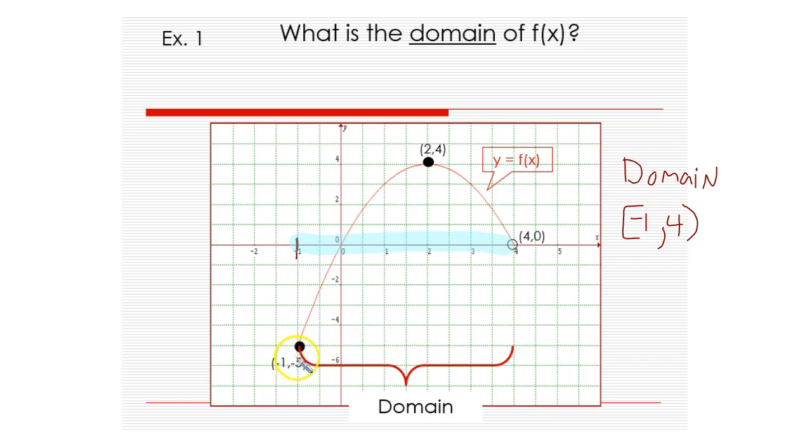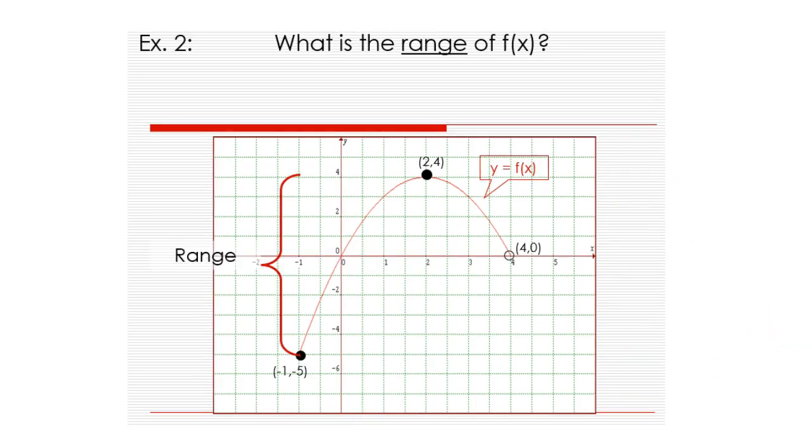Notice that we don't care about the y values. We're just looking at the domain. We only want to know about the x-axis. Where is this function? What x values are available to it? Well, -1 is available to it. All of these between -1 and 4 are on the function itself. I have x values of that function.